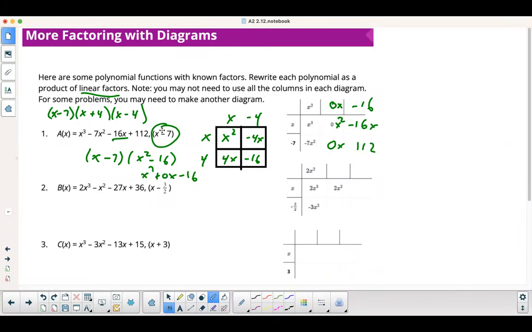So we went from polynomial form down to factored form. So we could say our x-intercepts are 7, -4, and 4. All right, next one.